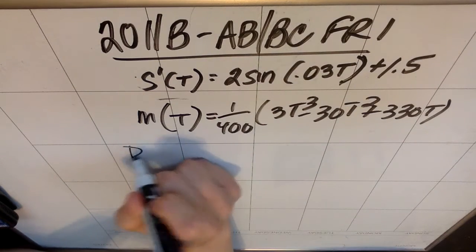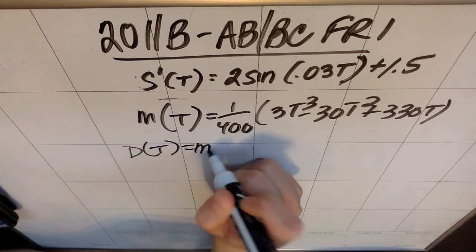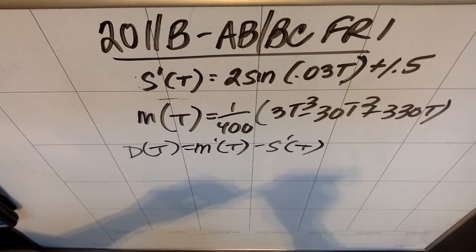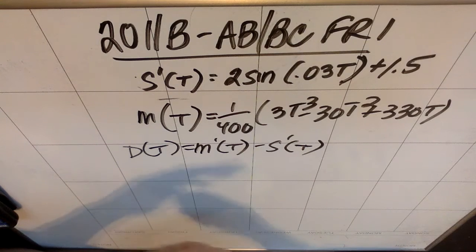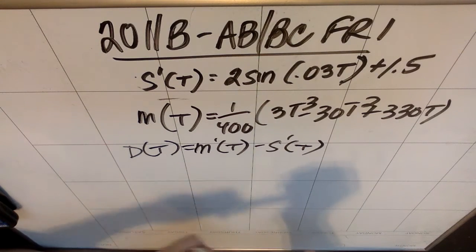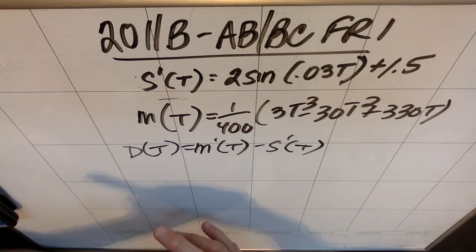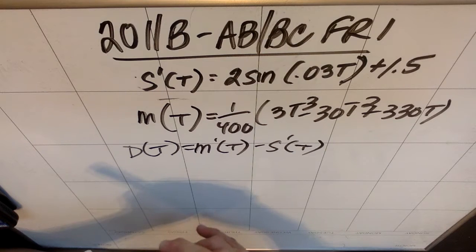Let d of t equal m prime of t minus s of t. Apply the intermediate value theorem to the function d on the interval from 0 to 60 to justify that there exists a time t in the window from 0 to 60 at which the heights of the water in the two cans are changing at the same rate.